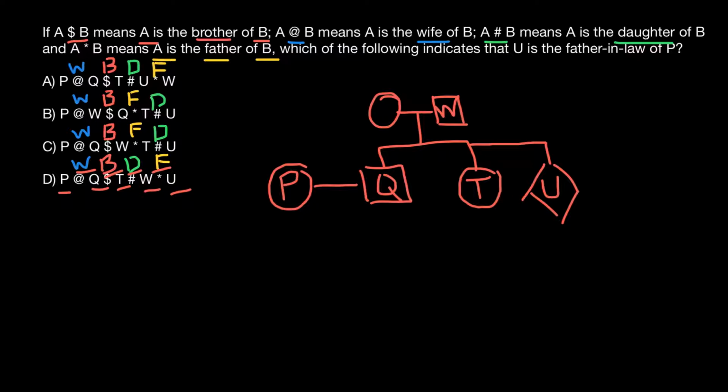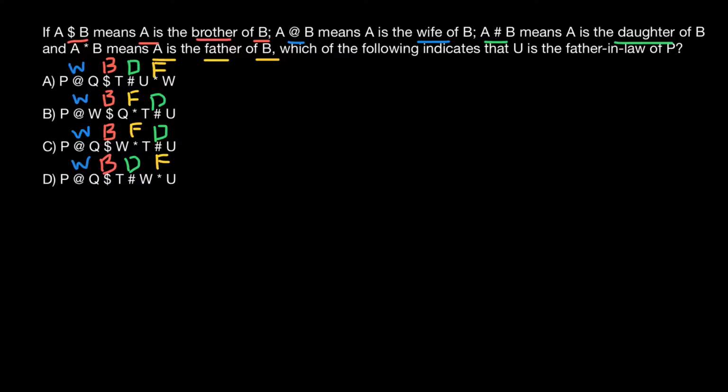Now again, which of the following indicates that U is a father-in-law of P? And of course U wouldn't be a father-in-law of P, but instead would be a brother-in-law or sister-in-law, depending on the sex of P, which we don't know. So this is the wrong answer. Now let's check answer C.